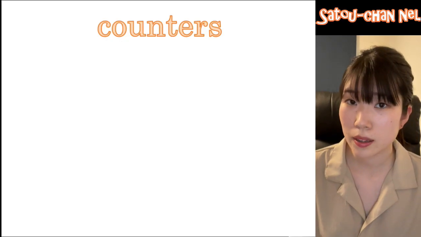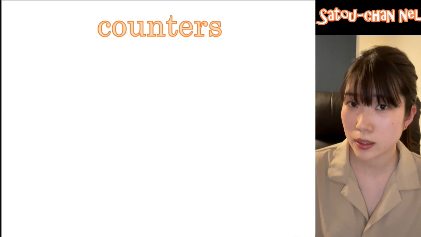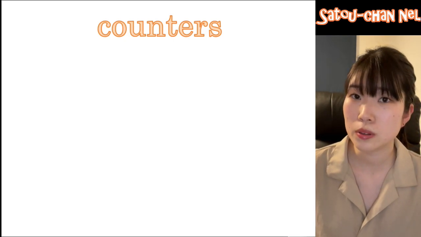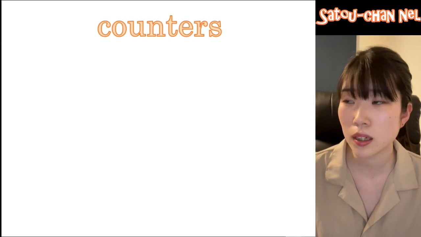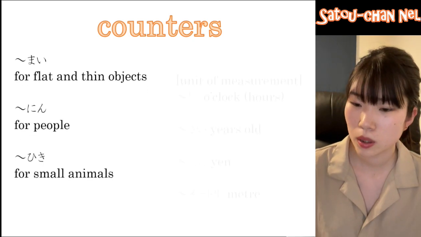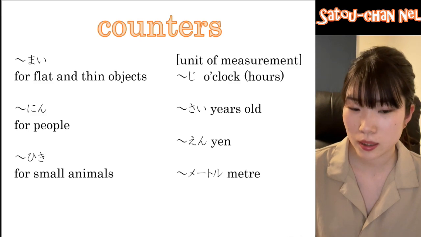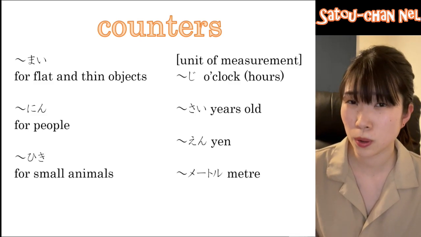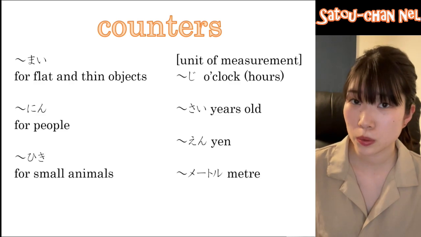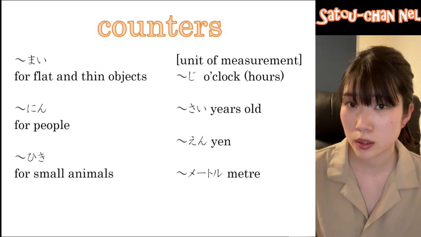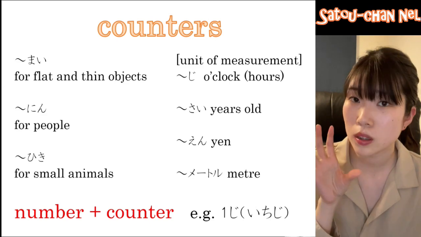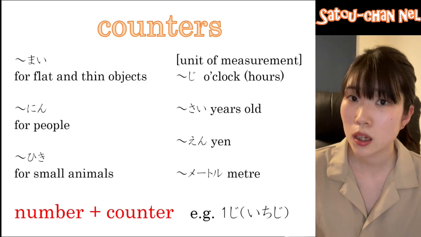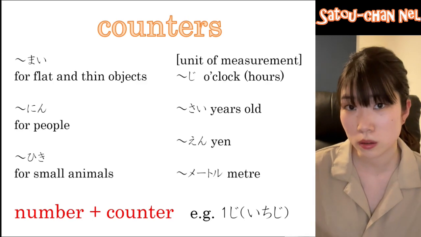In Japanese, there are a lot of counters. Counters are used with numbers to count things, actions, and events. The counters here are just examples. There are a lot more. Counters are used with numbers, like this. Number plus counter, like 1時, 1 o'clock.